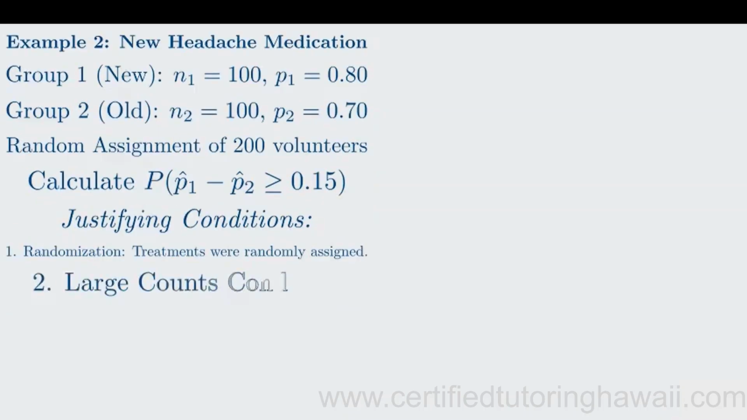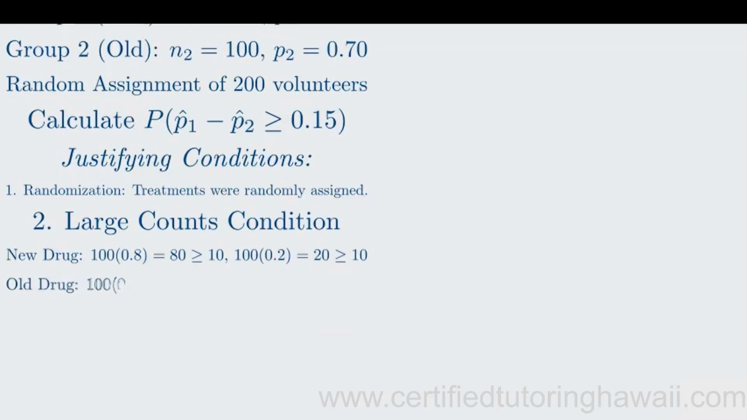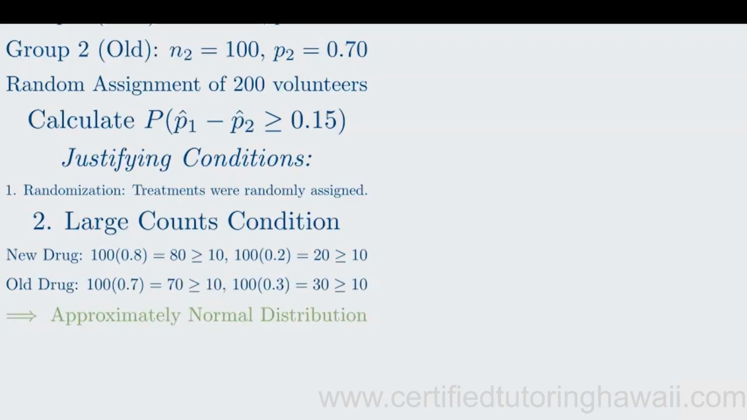Next, we check for normality using the large counts condition. For the new drug, we expect 80 successes and 20 failures. For the old drug, we expect 70 successes and 30 failures. All 4 values are at least 10, so the sampling distribution of the difference in proportions is approximately normal.